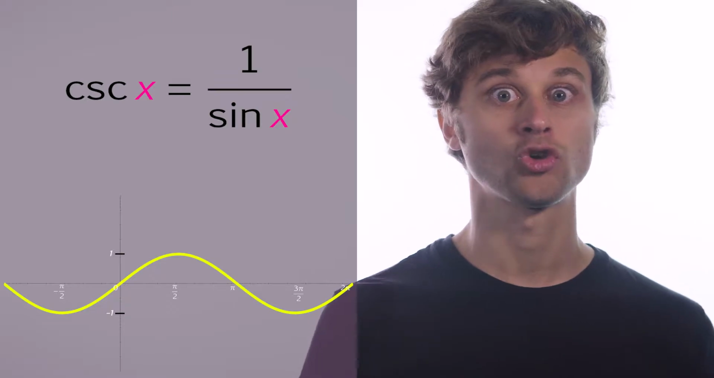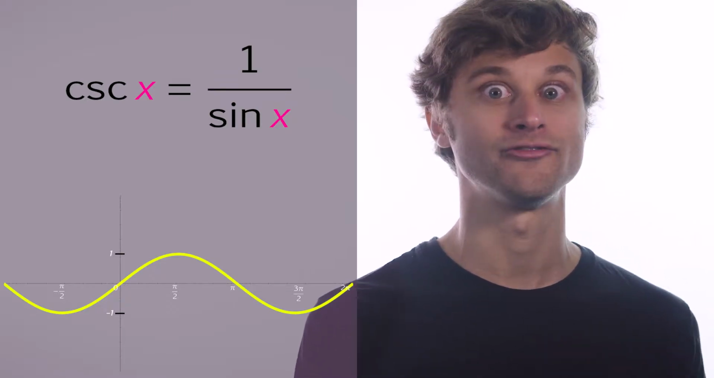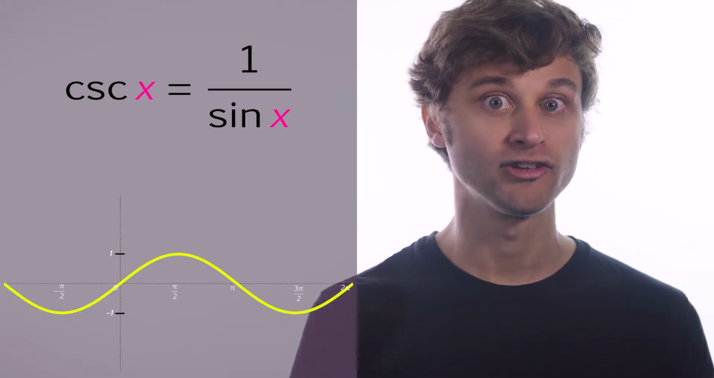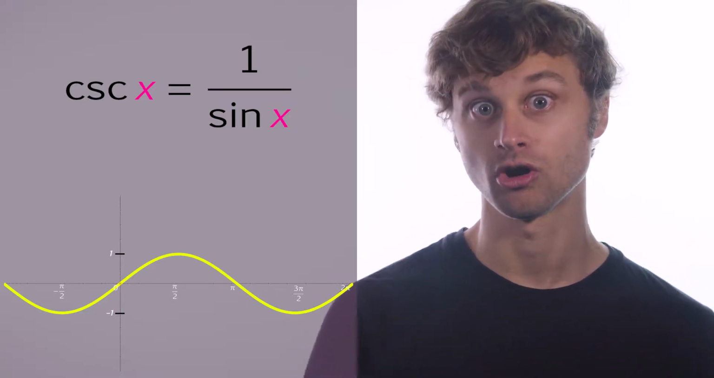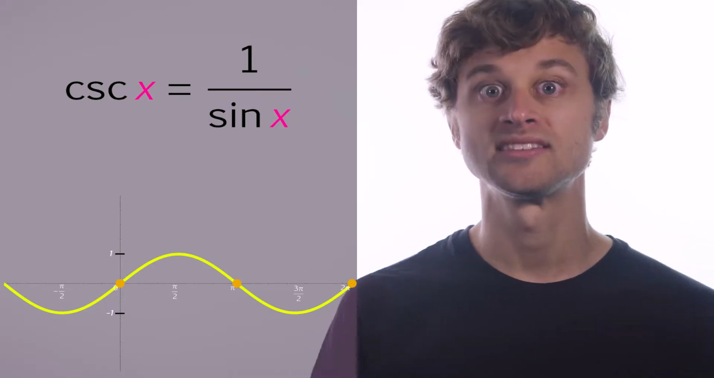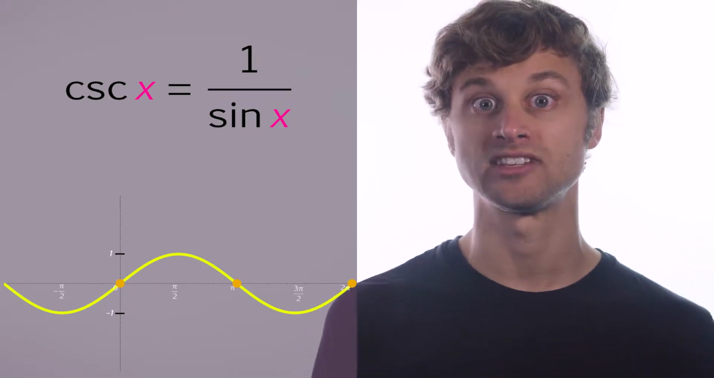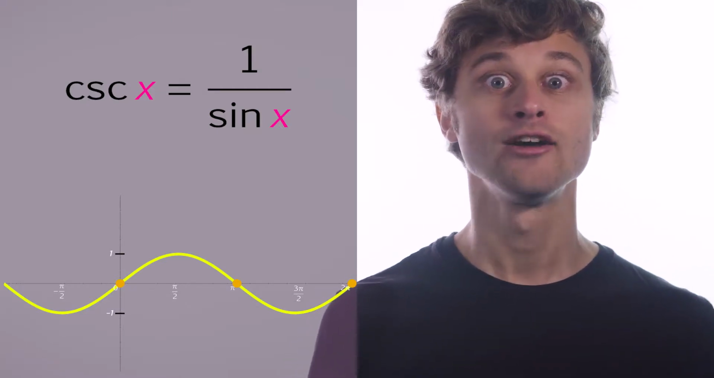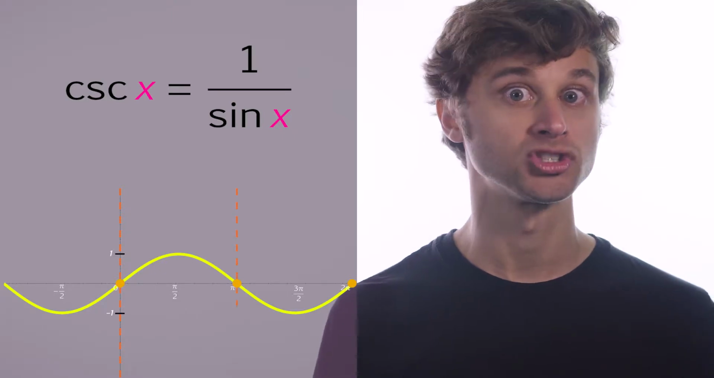Notice that the sine function crosses the x-axis or has a value of 0 at every multiple of pi. So 0, pi, 2 pi, 3 pi, 4 pi, 5 pi, 6 pi, etc. Because sine is 0 at these points, we should expect its reciprocal to be undefined at those points. And in fact, the cosecant function has vertical asymptotes at multiples of pi.